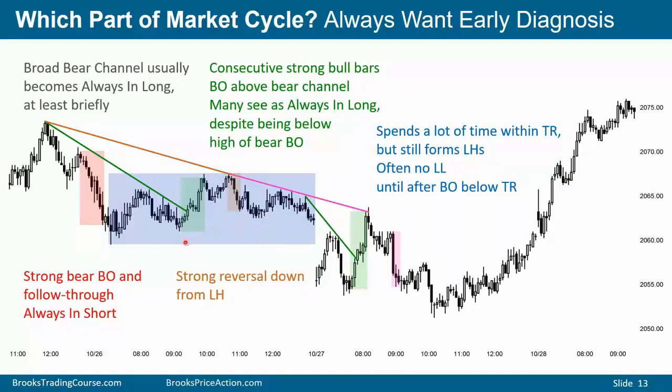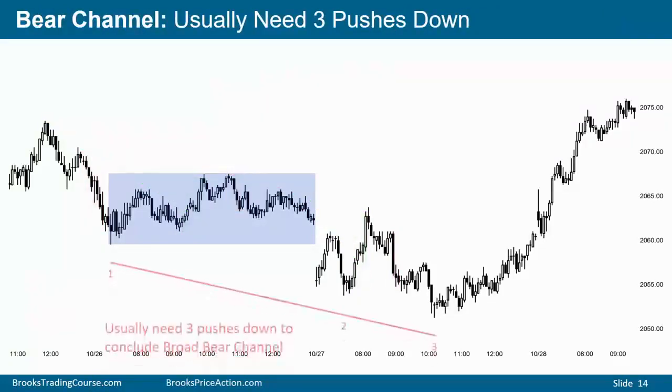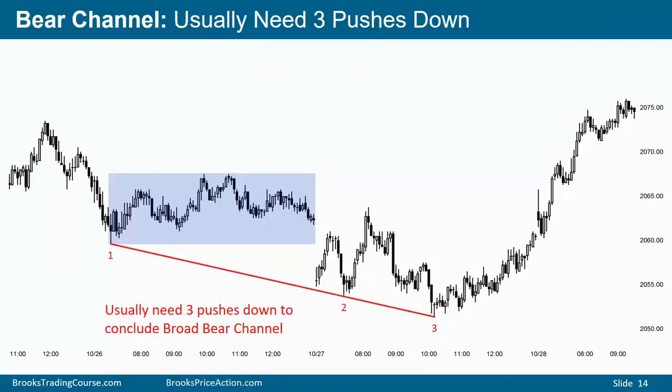So this is part of a bear trend as well, and it's clearly part of a trading range. Bear trends need lower lows and lower highs, but a lot of times in a bear channel, you don't get a lower low until the market breaks below the trading range, which means it can go sideways without a lower low for 100, 200 bars. In general, you need to see 3 pushes down before you can conclude that the market's in a broad bear channel.